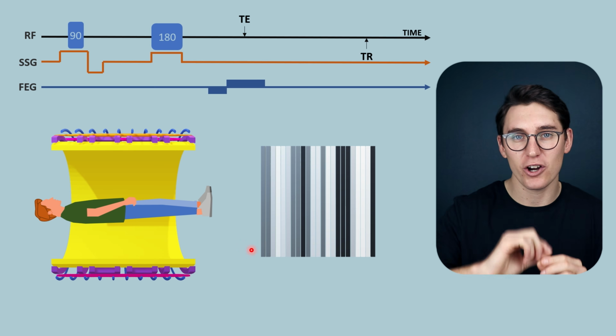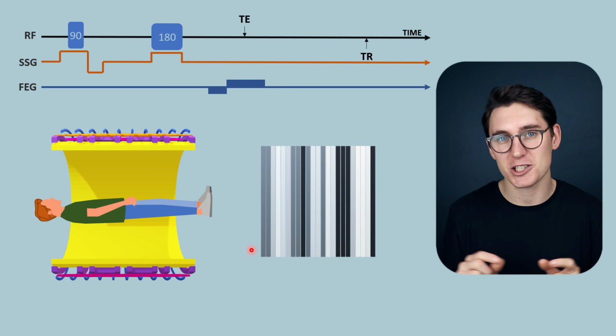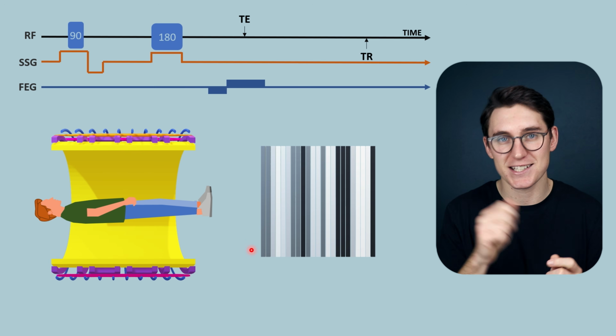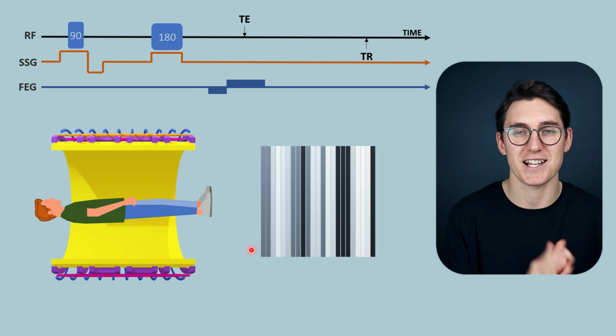Encoding gradient along that y-axis and how we can ultimately go about creating an image where each pixel represents the signal coming from the voxel in the slice that we are imaging.